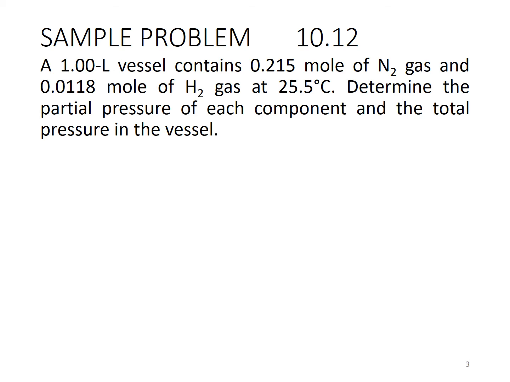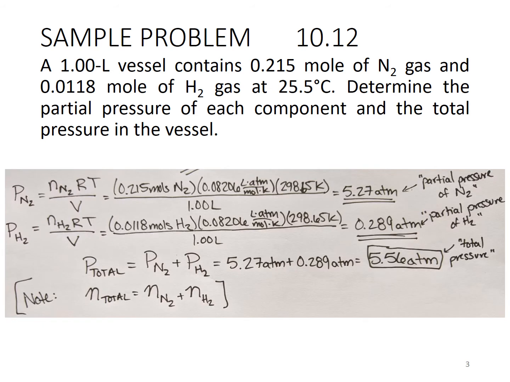So this is how we would go about doing this. So we have the pressure associated with nitrogen gas. This is called the partial pressure of nitrogen. We're just using the moles of nitrogen. The temperature and volume is true for all of the gases, right? They're both occupying the 1 liter vessel, and they're at 25.5 degrees Celsius. So just plugging that in, again, remember your temperature needs to be in Kelvin. What it's saying is that the partial pressure of nitrogen is equivalent to 5.27 atmospheres.